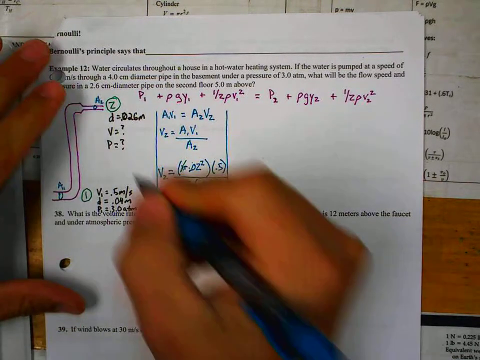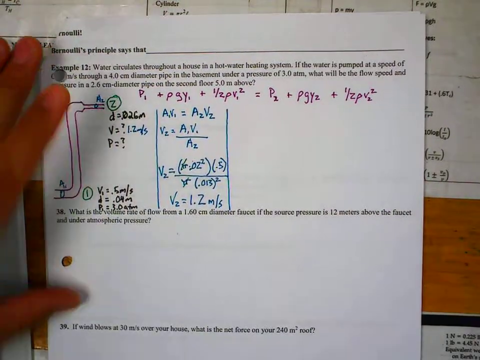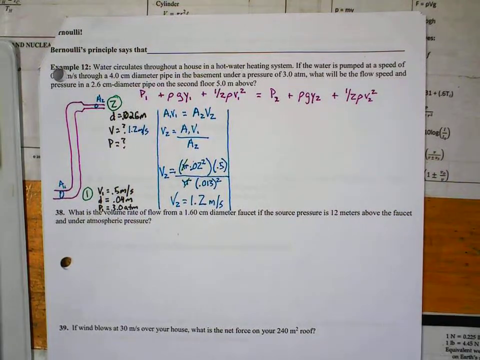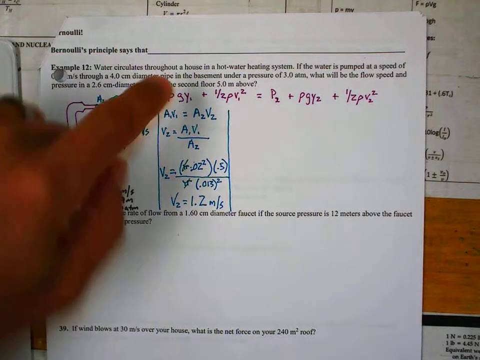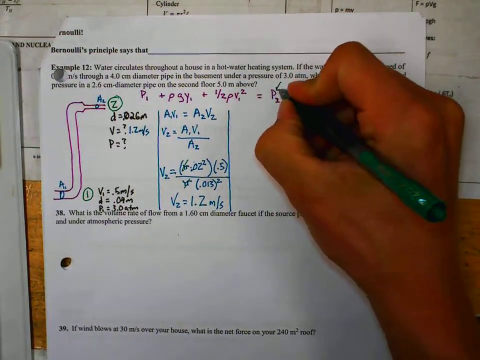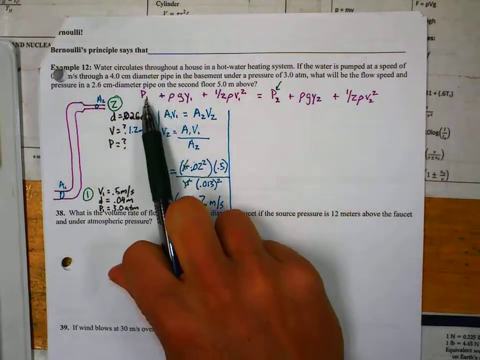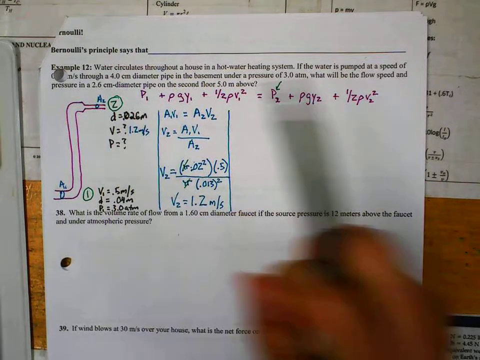So now that's this. We did continuity to get that speed, and now we can solve Bernoulli's equation. Okay, which looks kind of intimidating, but it's just algebra. You just have to put the numbers in the right places. Okay, so we want pressure, we want P2. Let's go through and look at each term. Down here at the bottom, do we have a pressure? Yes, what is it? 3 atm. We're going to keep that term.